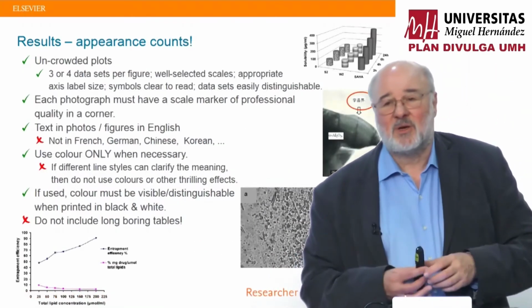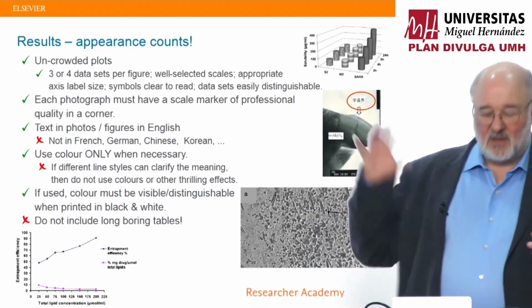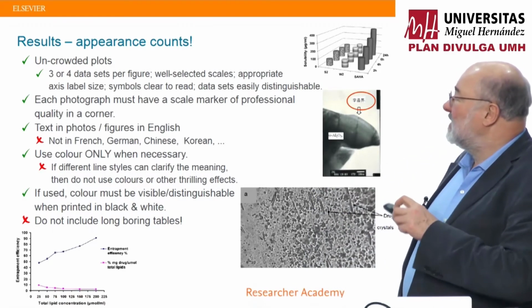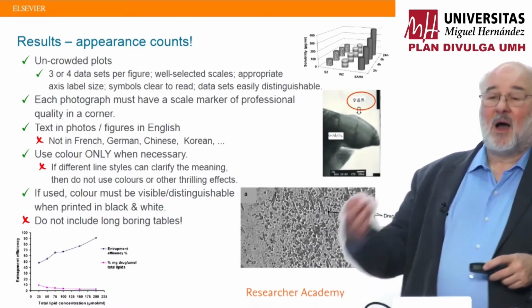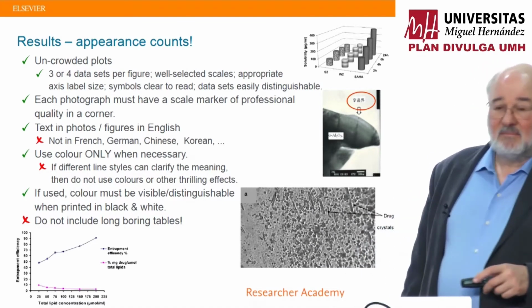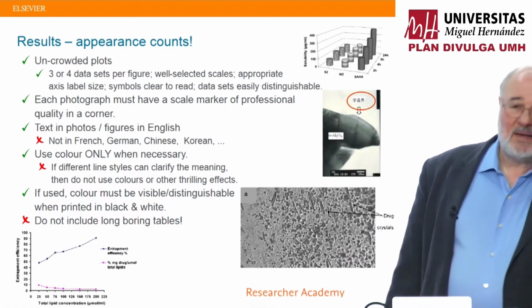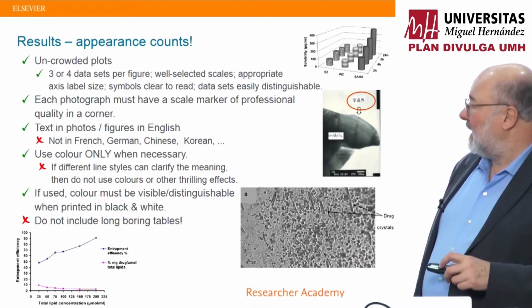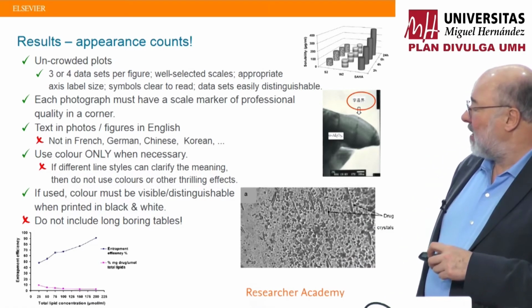And of course, when you are doing your results and you're laying it out visually, 3D plot or 2D plot, if you are bilingual, trilingual, make sure that the axis text is in the language it should be, English in this case. If you're doing a photograph, you must have a scale marker in the corner. Again, no other language tucked in there.